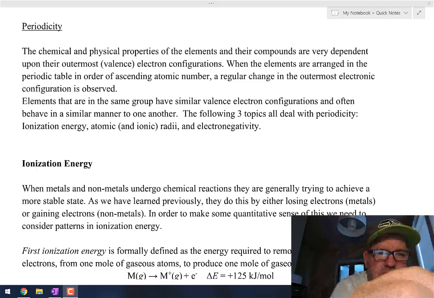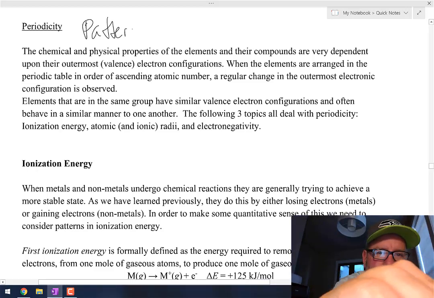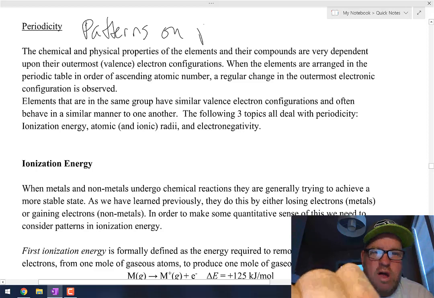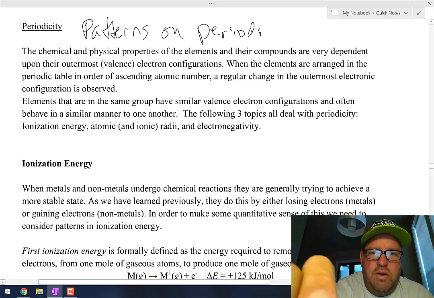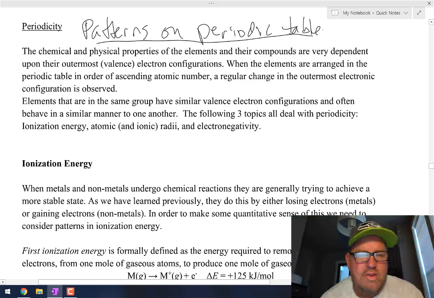Periodicity is just a fancy way of talking about using the periodic table to follow patterns. So periodicity are just patterns on the periodic table. That's really all that means when we say that term periodicity, okay?